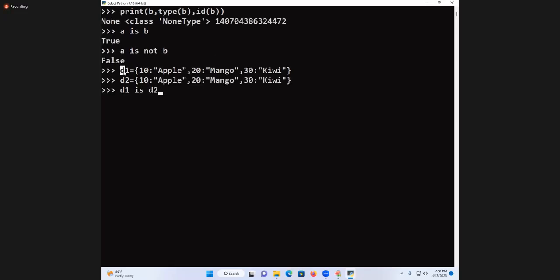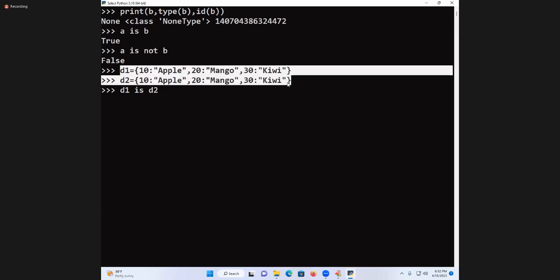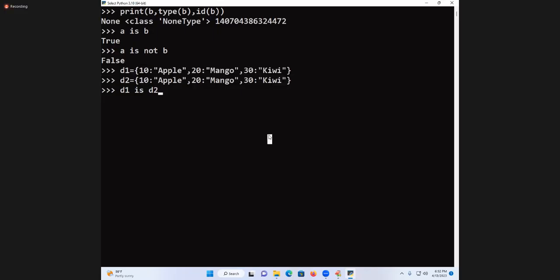See students, one friend went to the fruit shop and purchased 10 apples, 20 mangoes and 30 kiwis. Another friend who went along with him also purchased 10 apples, 20 mangoes and 30 kiwis. Both friends' bags contain the same items. Are they living at the same address? No. Whose addresses are the same or different? Different. What is D1 is D2? False. Did you understand the reason?